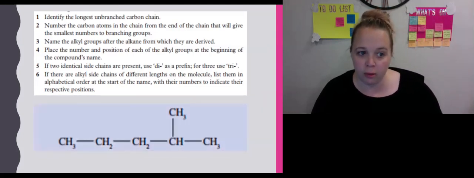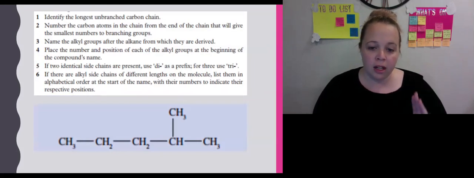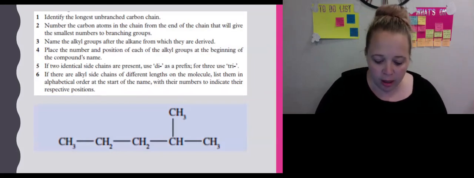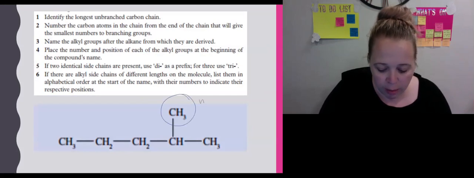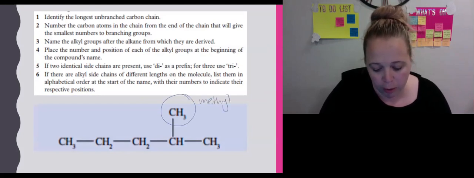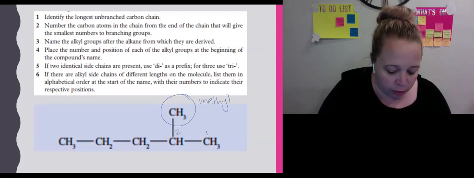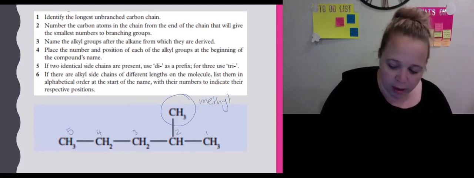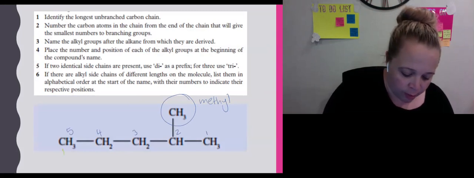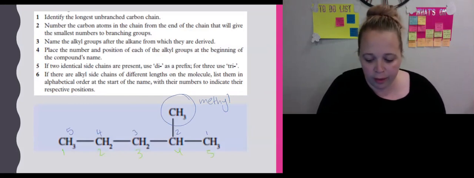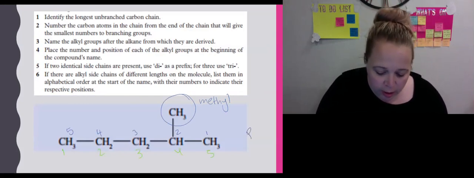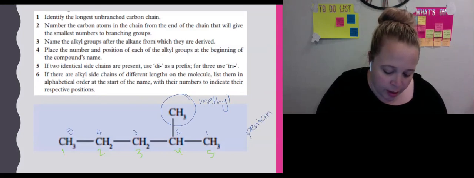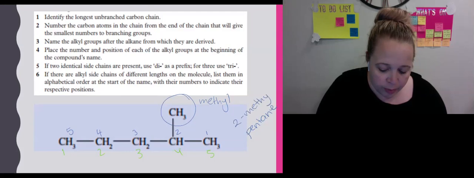So here's another one. This is a bit trickier. We've got to number the carbon atoms that will give us the smallest number for our branching group. So here is my methyl group. I can see that it's a branching group off here. So I'm actually going to number back to front because that'll give me a smaller number. Because if I numbered the other way, 1, 2, 3, 4, 5, with the blue ones, we've both got pentane, but this one is on the second carbon, it's a 2-methyl pentane.